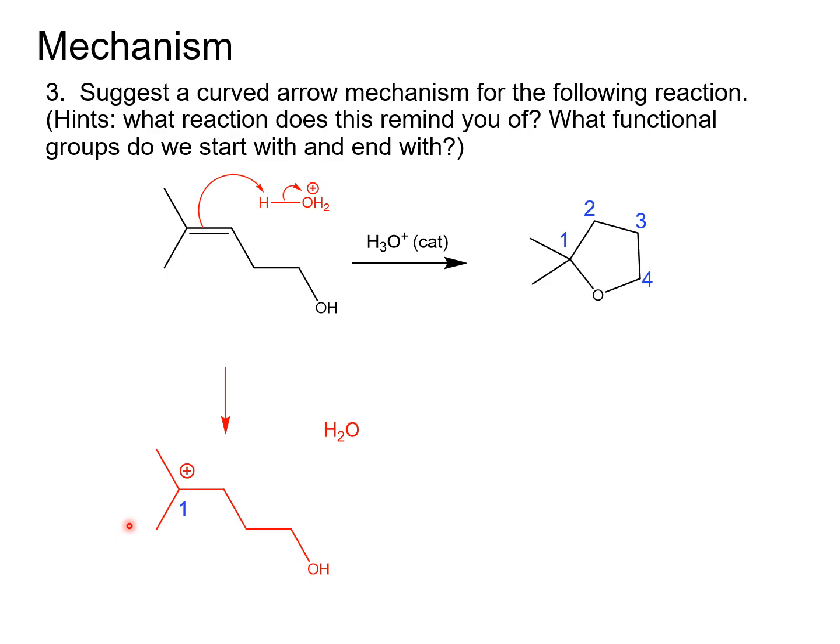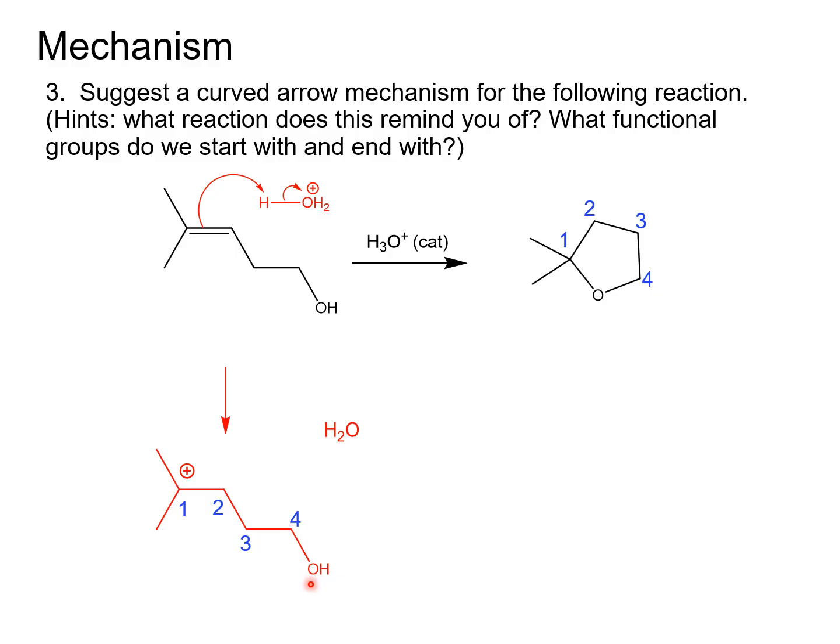Now if I keep going, 1 is bonded to the two methyl groups. That means this must be carbon 2, must be 3, and this must be 4. And so if I use water, there's no way I'm going to be able to get my oxygen to be bonded to carbons 1 and 4, but this oxygen is already connected to 4 and has lone pairs.